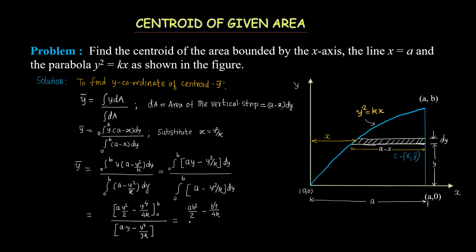The numerator part is over. Now the denominator part will do a y, limit is 0 to b, friends, as you can see. A into y will be what? A into b minus b cube by 3k.